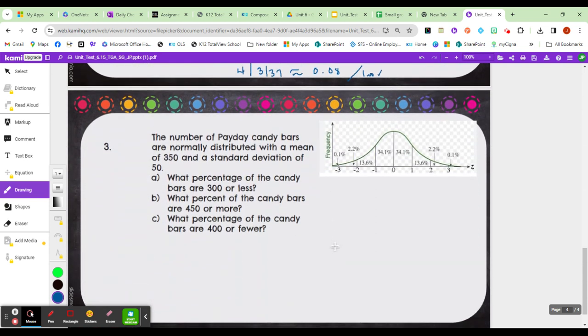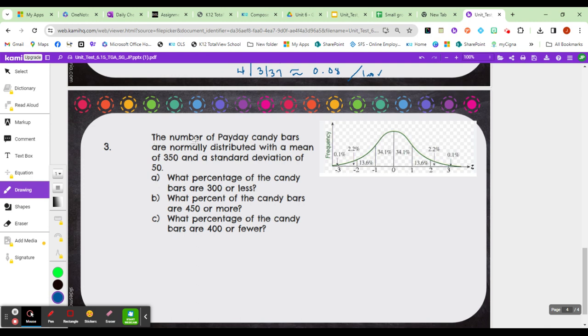All right. Number 3 is about your standard bell curve. So I did find this curve on the internet just by Googling, and I tried to find one that had 50%. So if I add the 3.1, the 34.1, the 13.6, the 2.2, and the 0.1, I should get 50%. So this would be 50% to the left of the mean. So this has all the percentages. Sometimes you get a bell curve that doesn't have them all. So I just found one that did. So you're welcome to use this bell curve to answer your number 3.